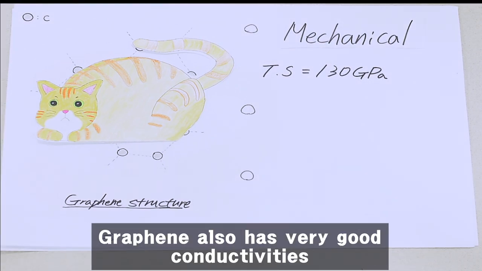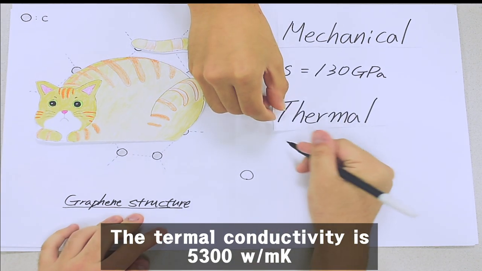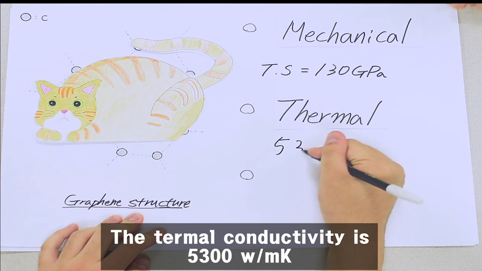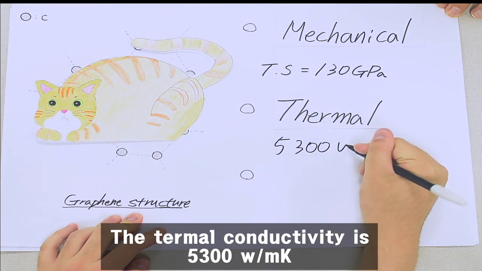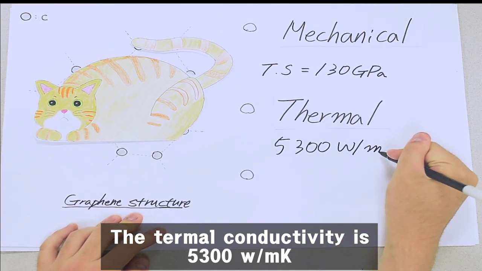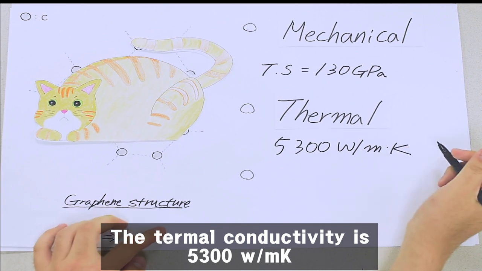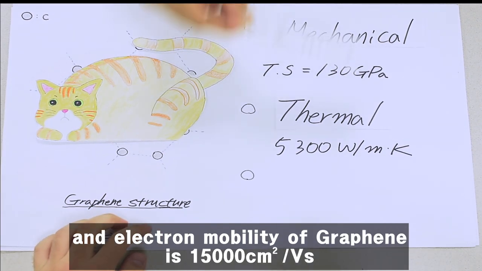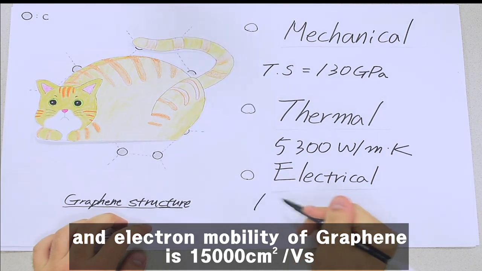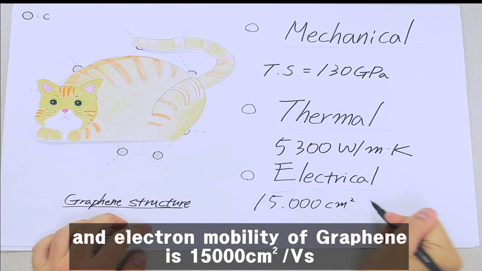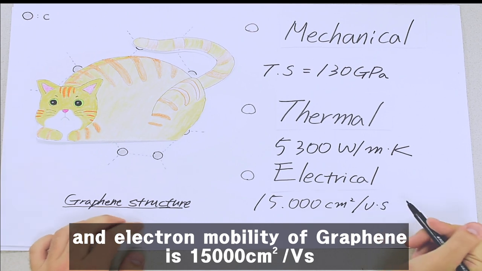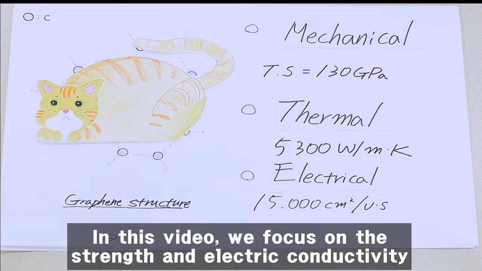Graphene also has very good conductivities. The thermal conductivity is 5,300 watts per meter Kelvin, and the electron mobility of graphene is 15,000 square centimeters per volt second. In this video, we focus on the strength and electric conductivity of graphene.